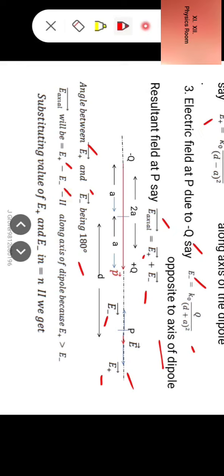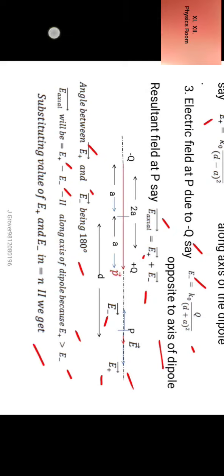Let us mark it as equation number 2, and the direction would be along the axis of the dipole, because E plus is more than E minus, and the direction of the subtraction will be along E plus. Now substituting the values of E plus and E minus in equation 2, we get E axial.